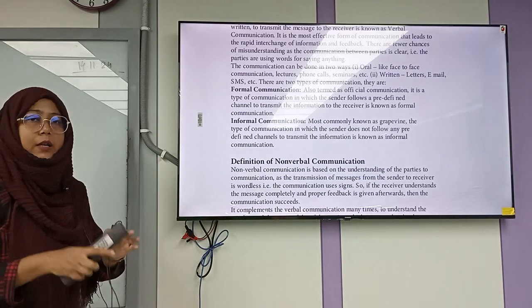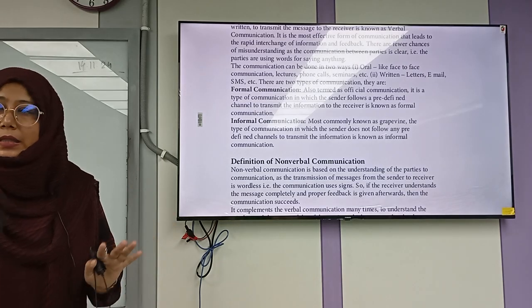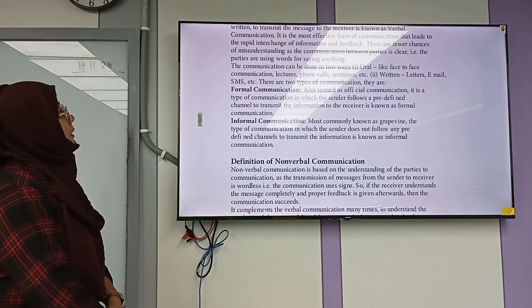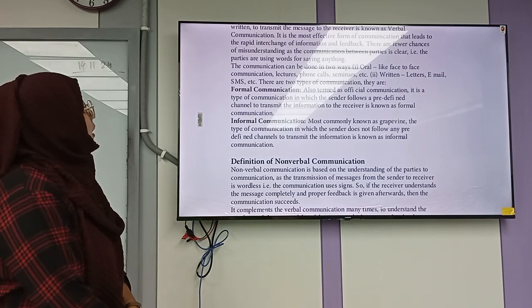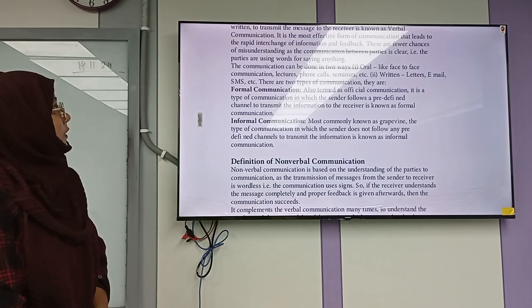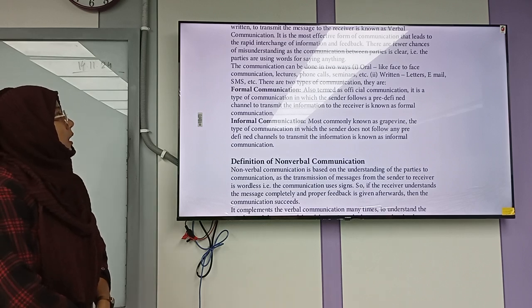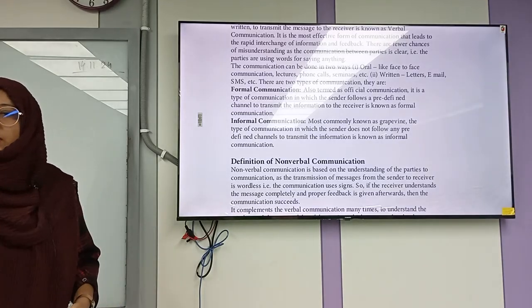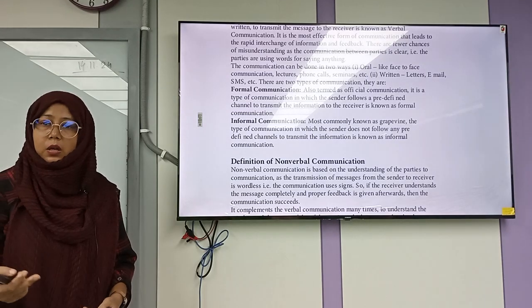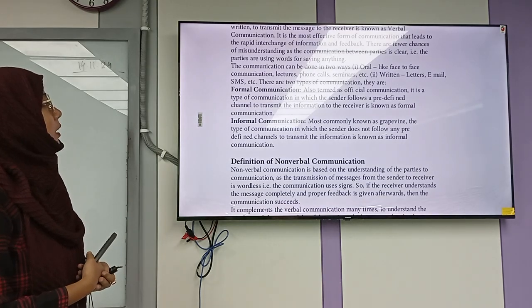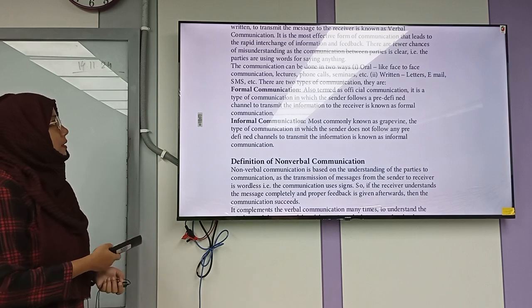So in verbal communication, misunderstanding is fewer, right? Is lesser, and more effective it is. And the communication can be done in two ways: oral, like face-to-face communication, letters, lectures, phone calls, seminars, etc. So face-to-face communication, me and you, verbal communication, this is oral communication. Written communication is letters, email, SMS, etc.